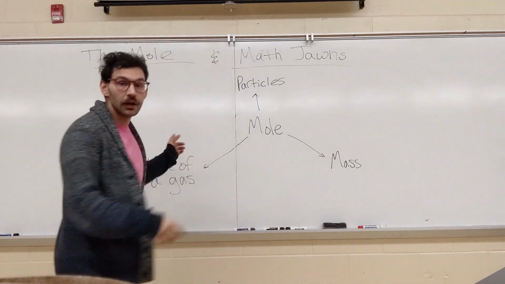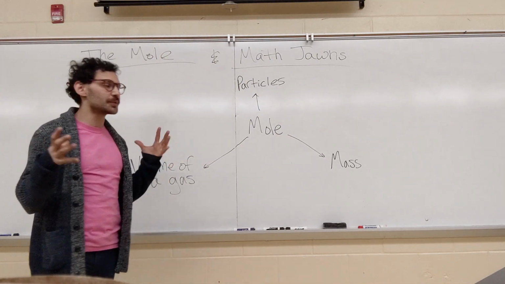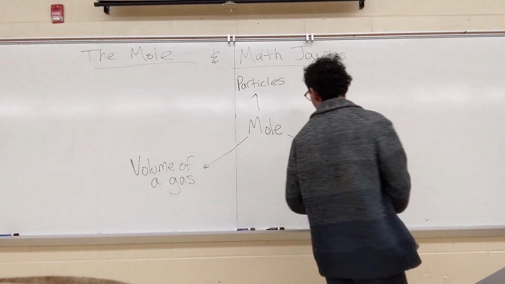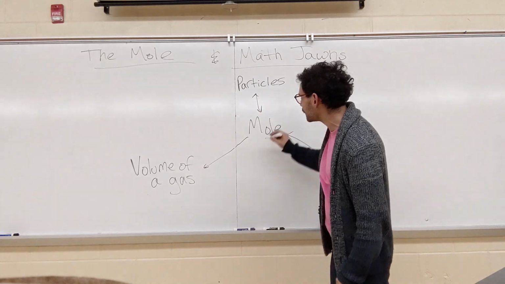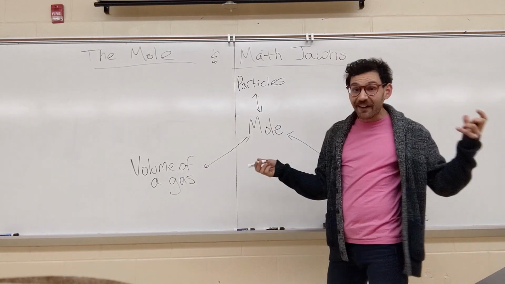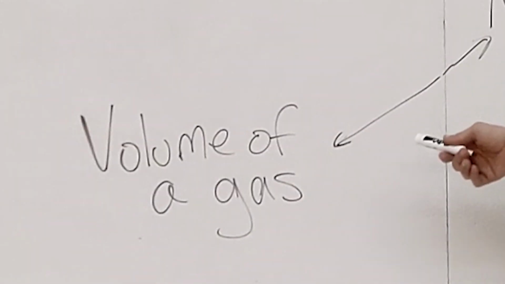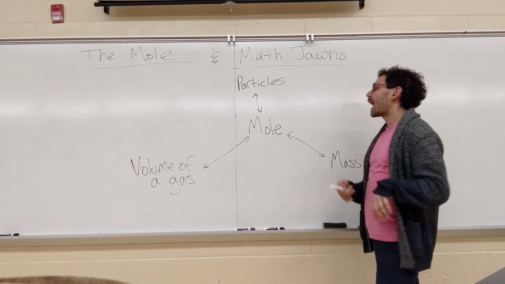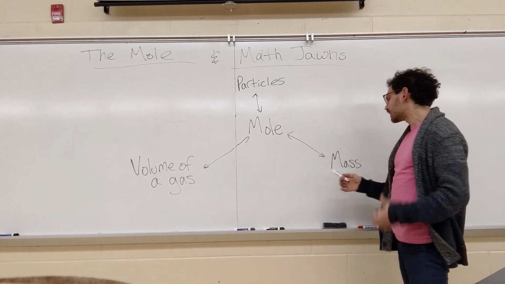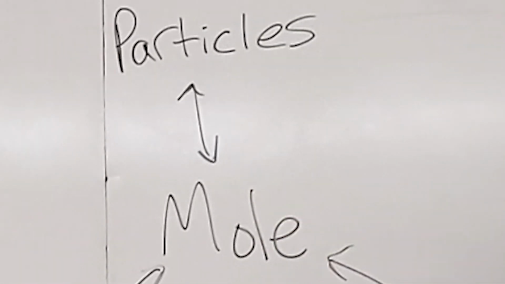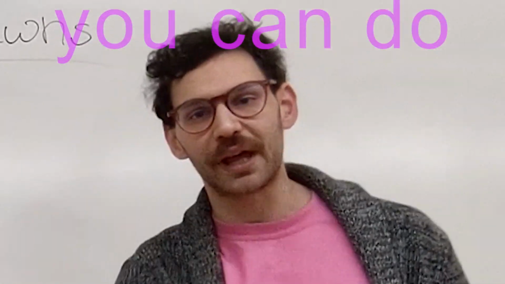So, the mole is this central unit that we use to convert between other units. I should finish this up with other sides to these arrows, because the mole can be used to convert back and forth between these different things. If you want to know how many particles you have, but you only know the mass of a substance, through the mole you can convert to particles. It will be a two-step conversion, but you can do it.